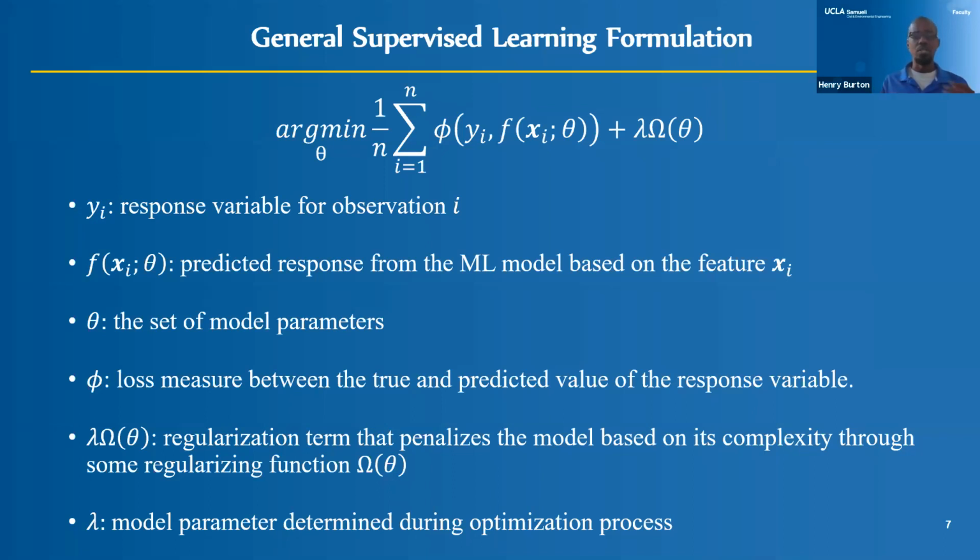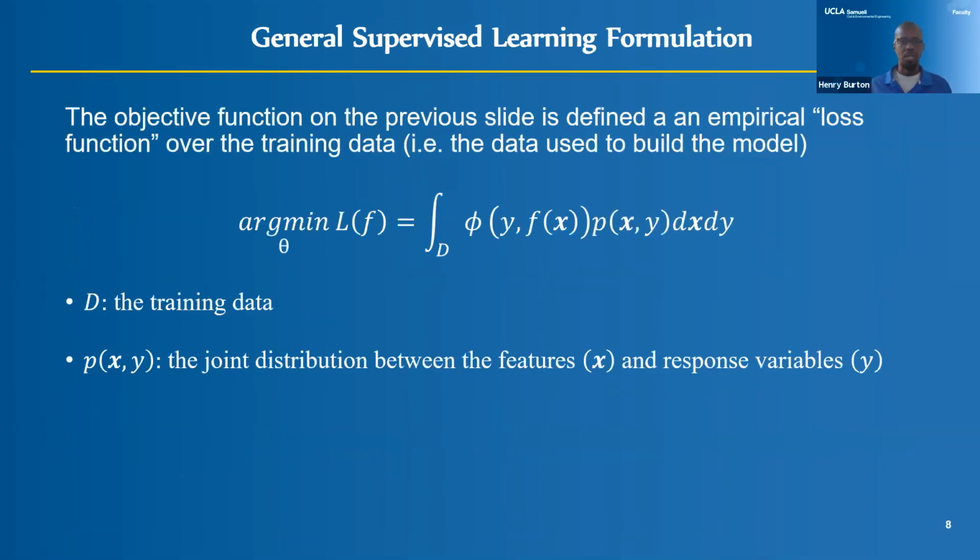So you're trying to optimize these parameters to minimize that loss function as part of the process of building the machine learning model. And then the phi is just the loss measure. That's the thing that quantifies the difference between the predictions from the machine learning model and the actual values, and that loss is what you're trying to minimize. For some models, there's also a regularization term, the lambda omega with the phi in the parentheses, with the theta in the parentheses. That's a regularization term where some models penalize the model based on its complexity through some regularization function. And lambda in this case is also a set of parameters that are determined by the process.